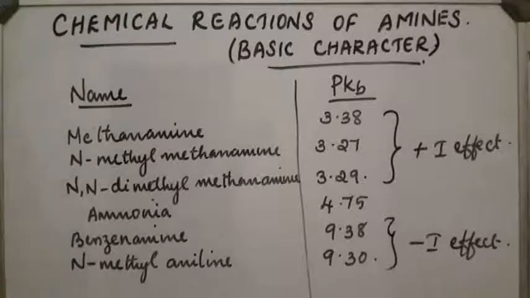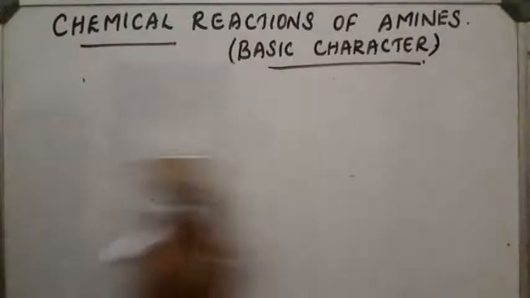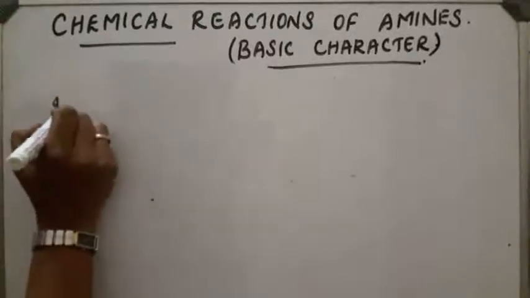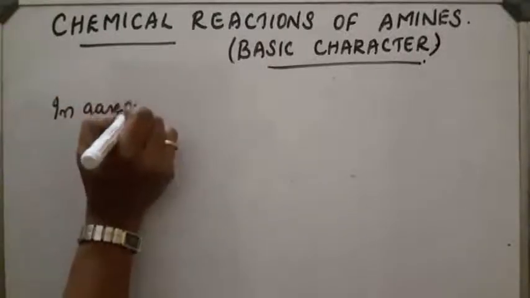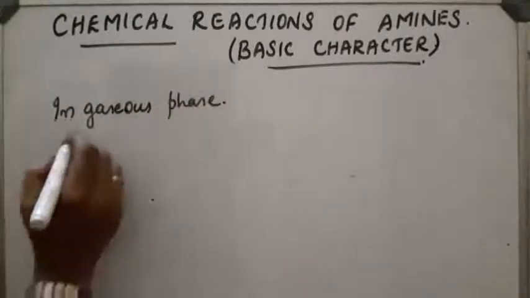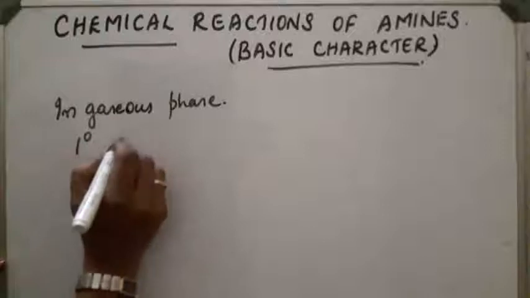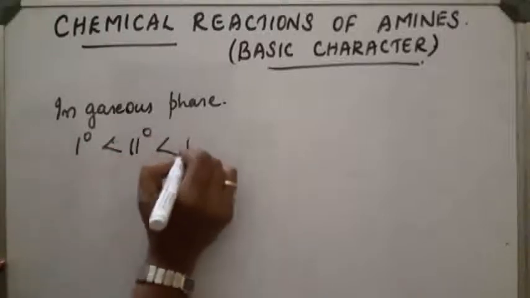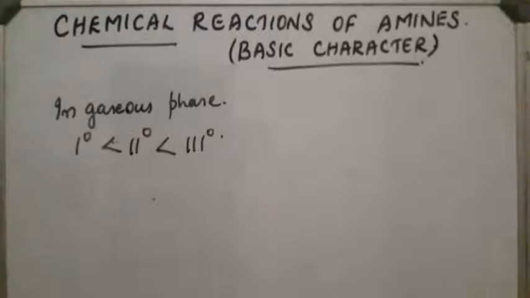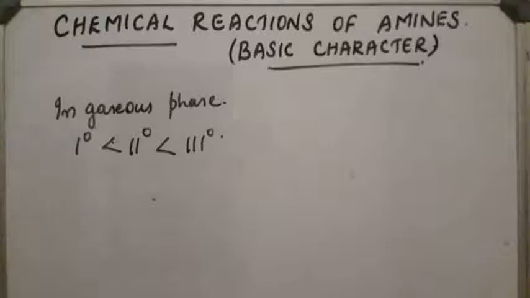This is in the case of the gaseous phase. In the gaseous phase, the order of different amines will be: primary is less basic than secondary, which is less basic than tertiary. Tertiary amines contain more alkyl groups, so they are more basic than the other two. This is in the case of the gaseous phase.